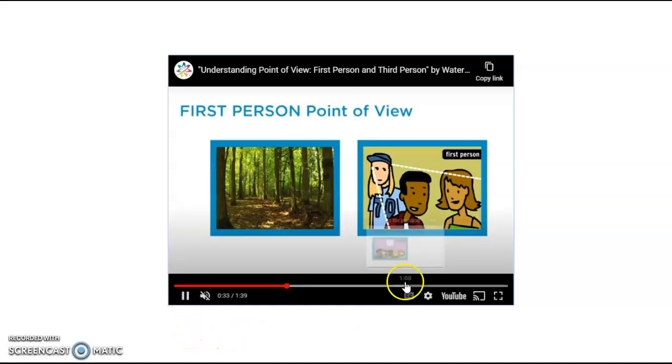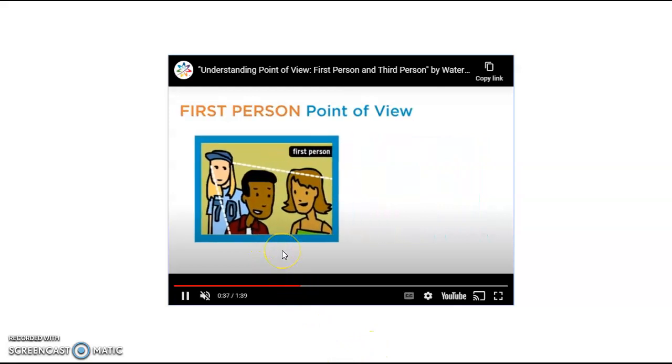For example, first person, remember this is from your point of view. You are the one in the story. This girl is telling a story from her point of view. This is first person point of view. So listen while I read this story.